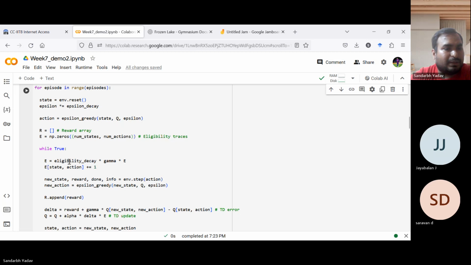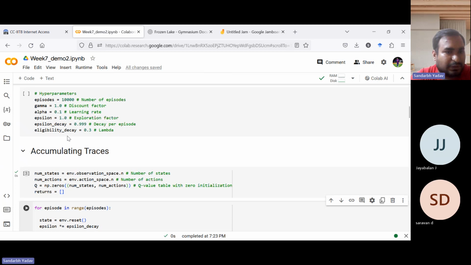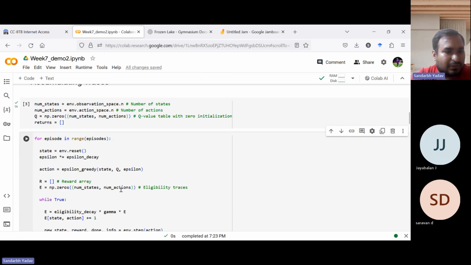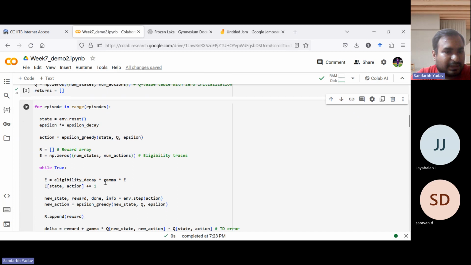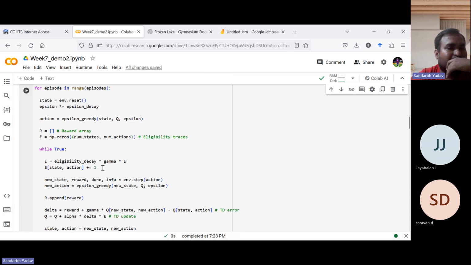Eligibility decay is the variable name for lambda, which we couldn't use. So keep this in mind: this is essentially the lambda, this is the gamma, and this is the eligibility trace. Numpy ensures that every element gets multiplied, since this is scalar multiplication. For the state action pair which we actually used, it will be incremented by one. For others, it will simply decay. So this is what accumulating traces does. In replacing traces, instead of this plus equal, you will simply have equal. So it will simply set it to one.